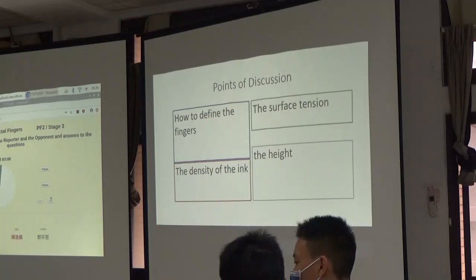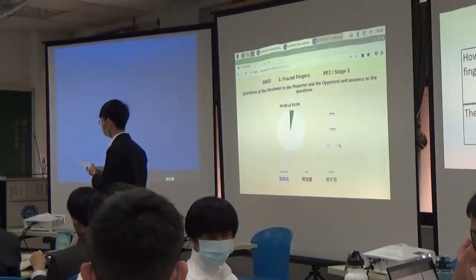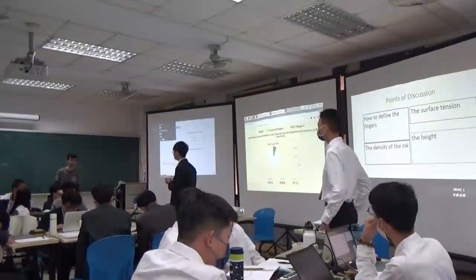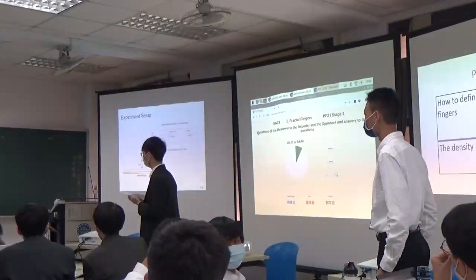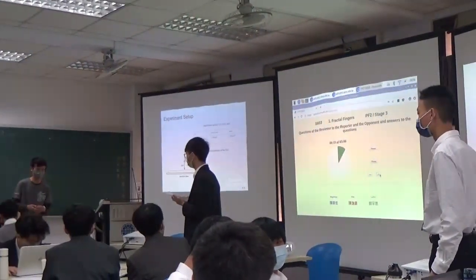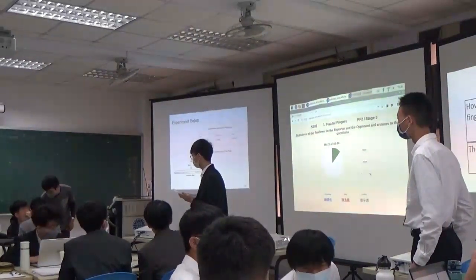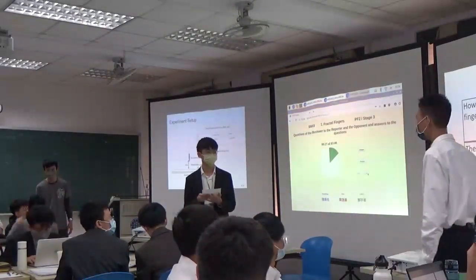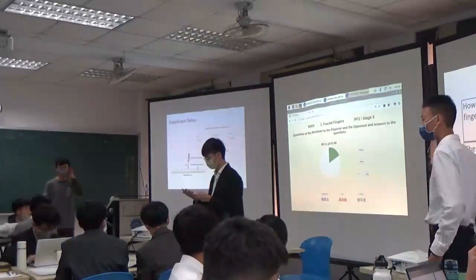First question I want to ask the reporter. You say that Marangoni effect is caused by different surface tension. So what causes the different surface tension? I think it's because of density. And the opponent, what causes different surface tension? I think the density. Density, okay.